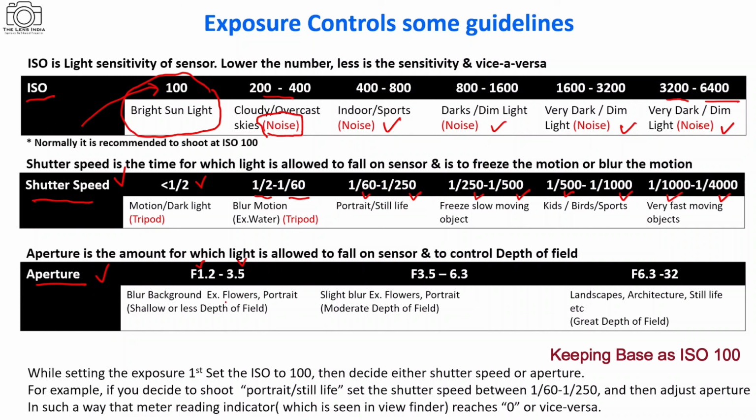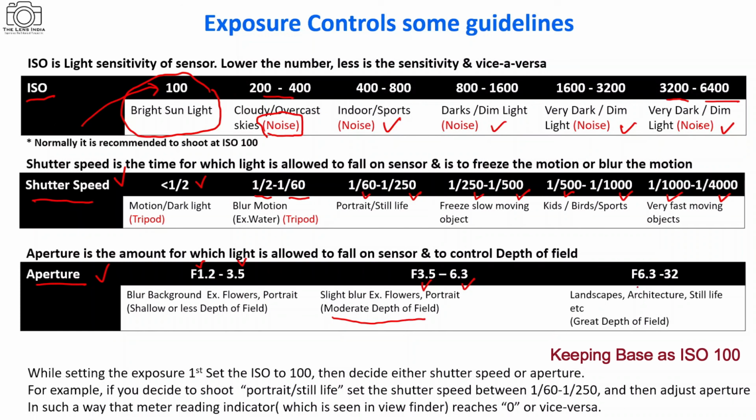For example, when we are shooting flowers or portraits, we normally tend to keep a low or shallow depth of field. In such cases, these apertures are very useful. Now, when we don't want too much bokeh or blur in the background or foreground, we can slightly increase the aperture, ranging between f3.5 to f6.3. We can call it a moderate depth of field, and we can select these apertures.